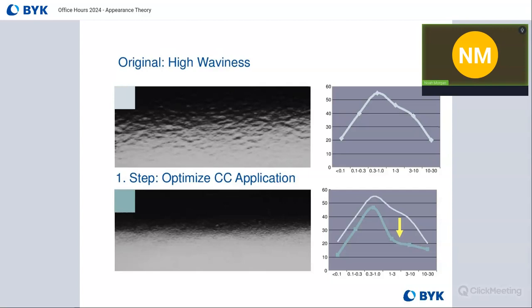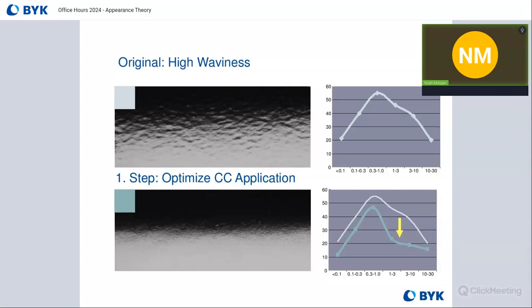So what we need to do is lower the long waves so that we can get a better balance between those short and long wave structures. So how do we do this? In this case, the first step would be to optimize the clear coat application by increasing the clear coat thickness, which will then lower the WC and WD scales. So we see that on that bottom example.